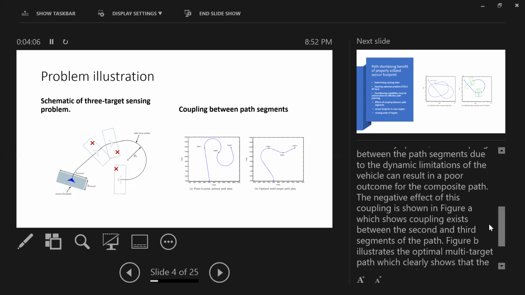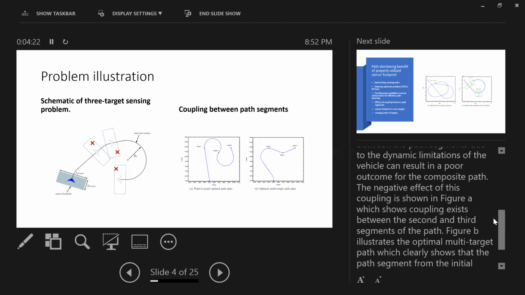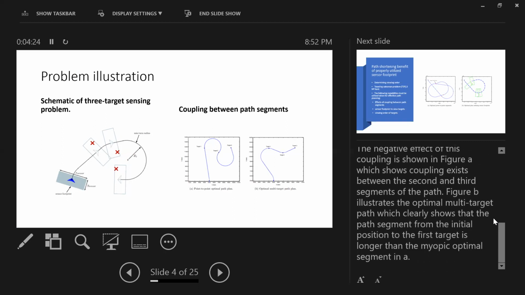The negative effect of the coupling is shown in figure A, on the right side of the figure, which exists within the second and the third segment of the path. On the other hand, figure B illustrates the optimal multi-target path, which clearly shows that the path segment from the initial position to the first target is longer than the myopic optimal segment, which was in figure A.